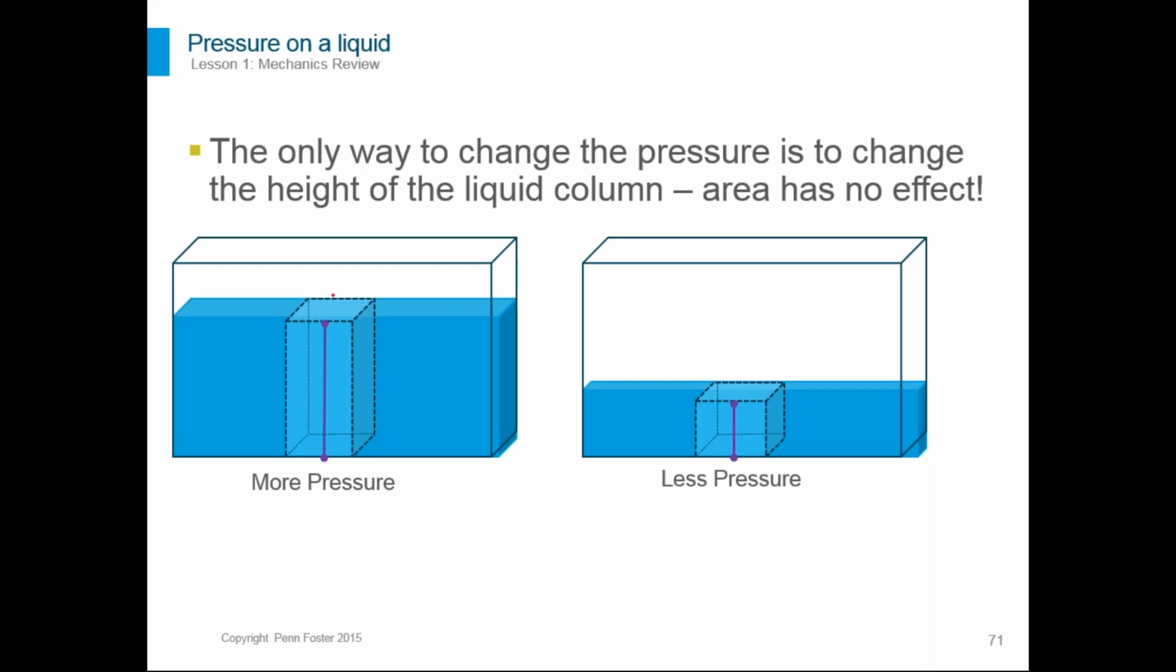So the only thing that changes the pressure in a liquid is the height of the water column. So there's more pressure in this deeper water than there is in this shallow water. And it wouldn't really matter if we picked a narrow area and measured it here in the deep water, it's still going to be the same. Okay, the only way to change the pressure in liquid is to change the height of the column of liquid.